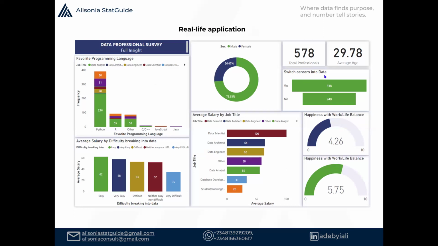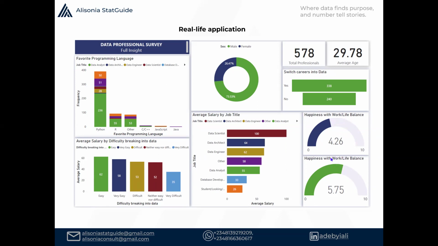This is another categorical data, switching careers into data. It's also a bar chart. For this type of bar chart, don't worry, just know that I tell you it is a bar chart and it is a bar chart. For this one, happiness with work-life balance, this is quantitative data and it is continuous. In the Power BI environment we call it a KPI, but it is continuous data.